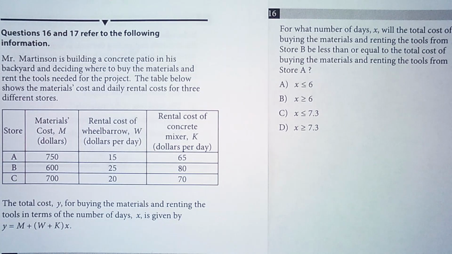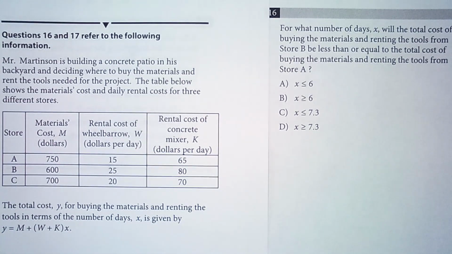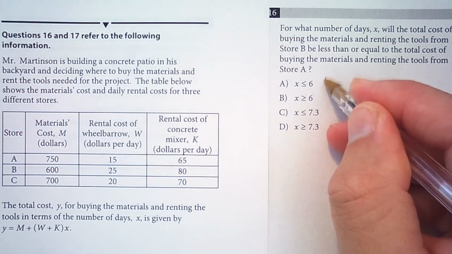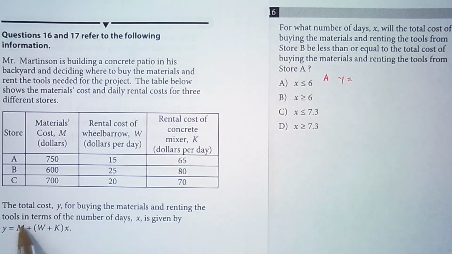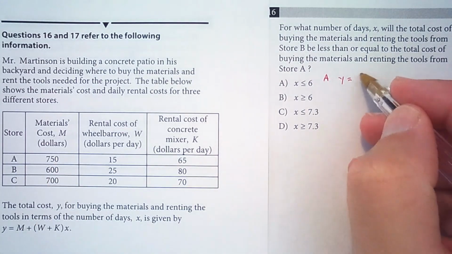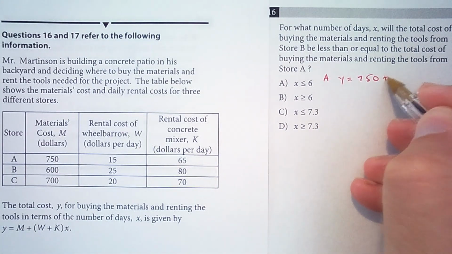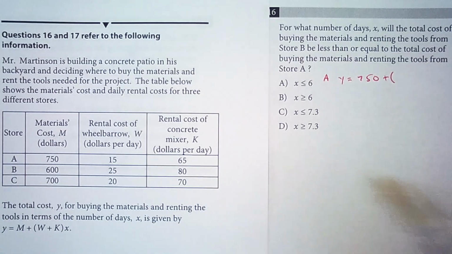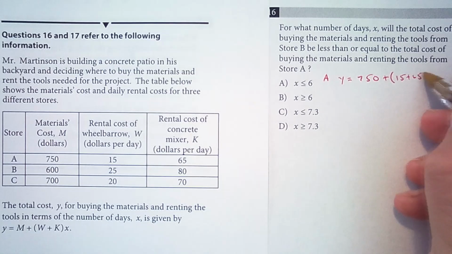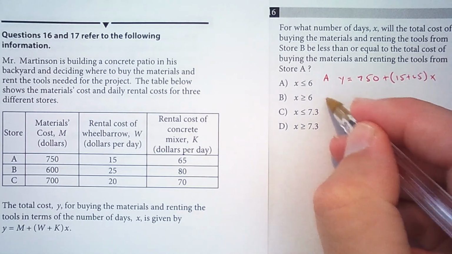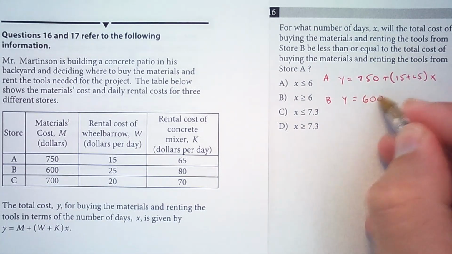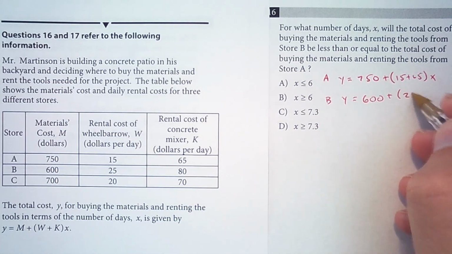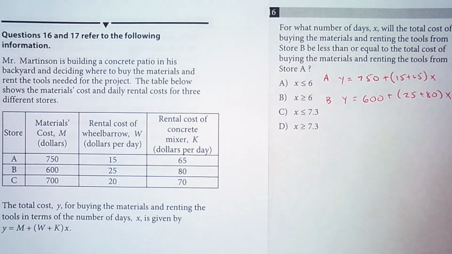So we have 2 stores that we're comparing here, store A and store B. So at store A, Y equals, and we have the materials cost, so that's $750, plus the quantity W plus K, so that's 15 plus 65, times X. And for store B, we have Y equals 600 plus 25 plus 80 times X.